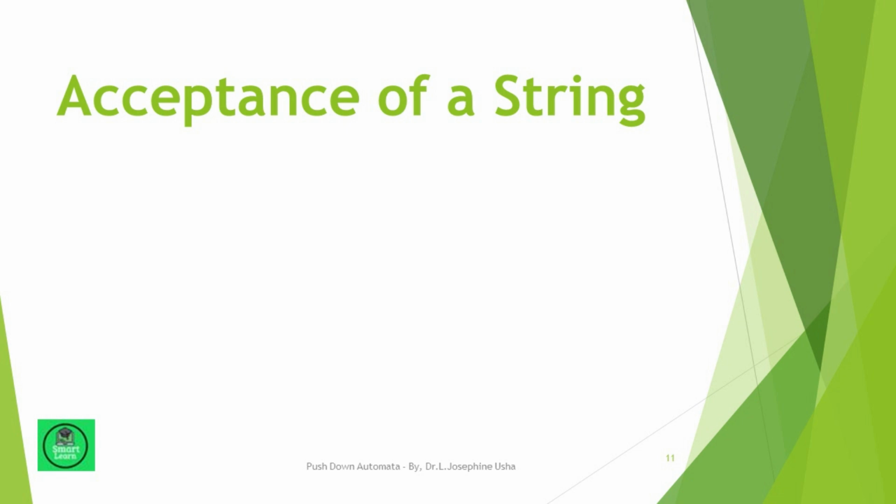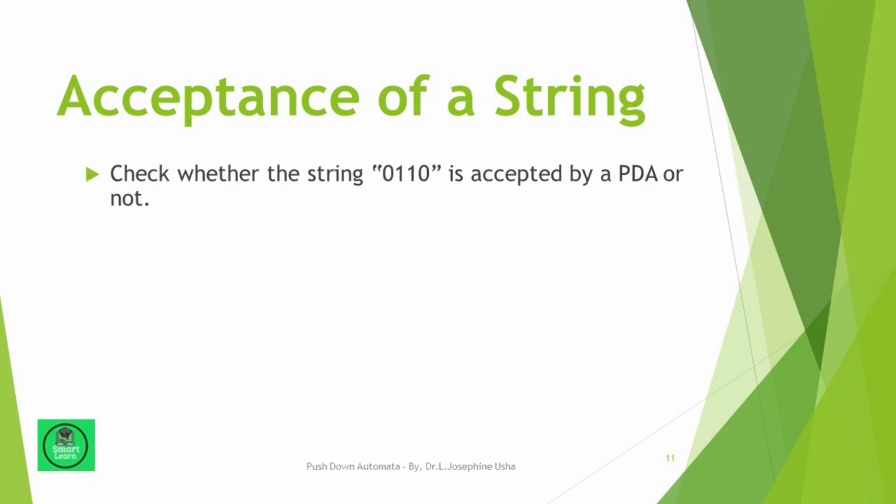Next is the acceptance of a string. We are checking whether the string is accepted or not using the previous pushdown automata, where we considered the language W W^R. Consider one of the strings, 0110. Here 01 is W and 10 is W^R. We are checking whether the string is accepted or rejected.